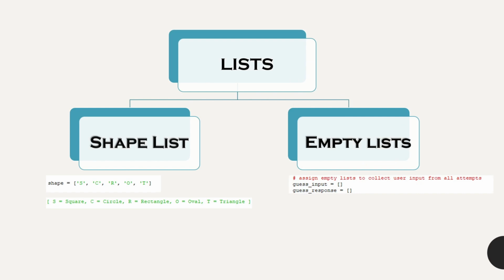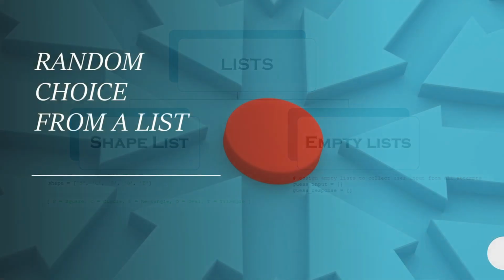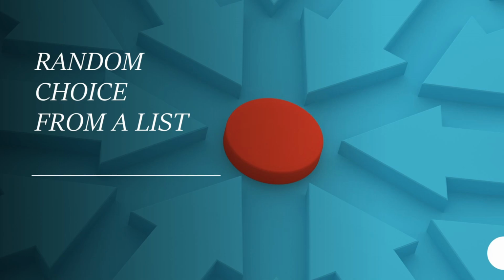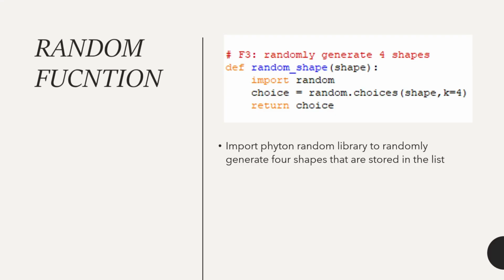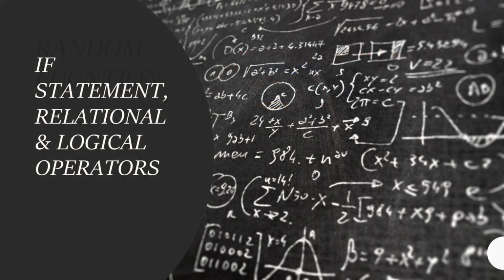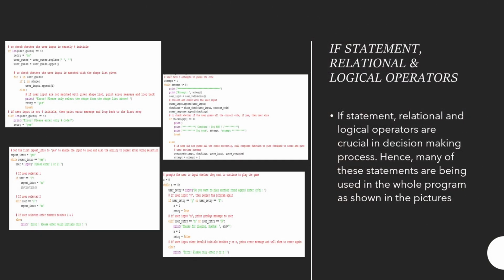The lists that I've used in my project could be divided into 2 categories: a shape list to store the full-length shape names, and 2 empty lists, guest input and guest response, to check the player's input and store the randomized shape. Next is the random choice from the list. In the project, I've used the Python random library to randomly generate the shapes that are stored in the list. Let's move on to if statements, relational, and logical operators. If statements, relational, and logical operators are fundamental in the decision-making process. Many of these statements are used in the program as shown in the pictures.